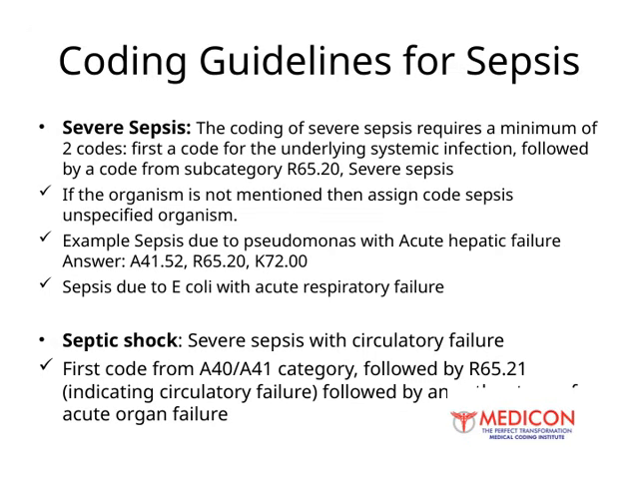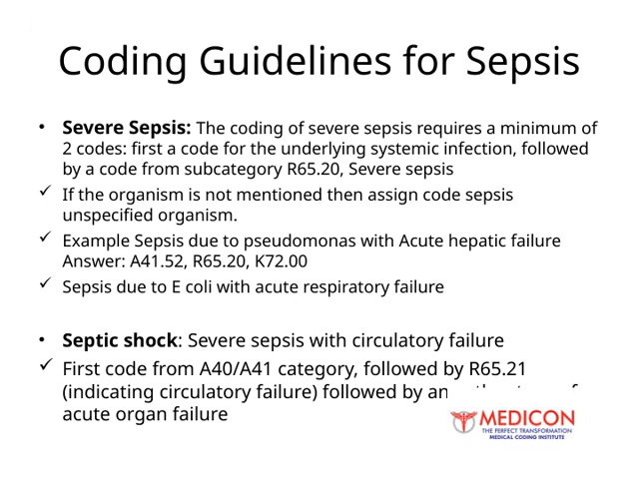Let's go over the coding guidelines for sepsis. When coding severe sepsis, you need to assign at least 2 codes. First, you identify the underlying systemic infection, and then you add a code from subcategory R65.20, which indicates severe sepsis. If the specific organism isn't mentioned in the documentation, you should assign a code for sepsis of an unspecified organism.